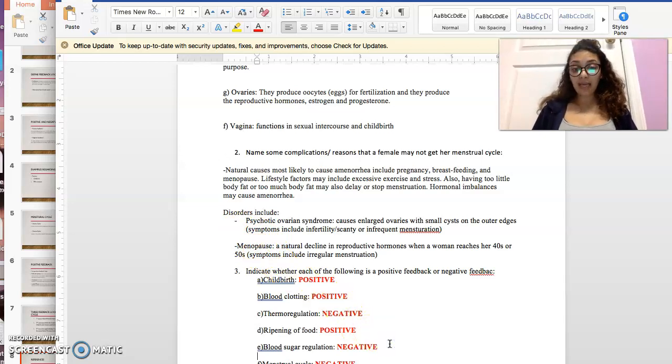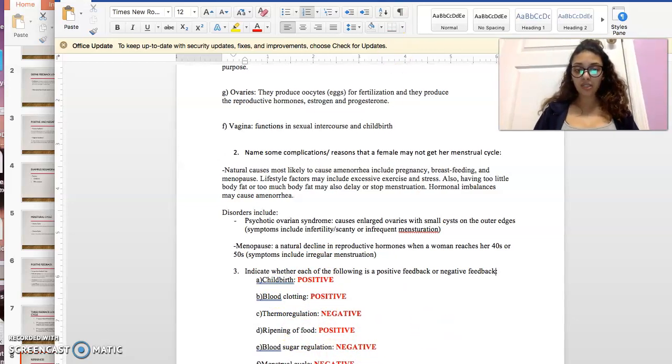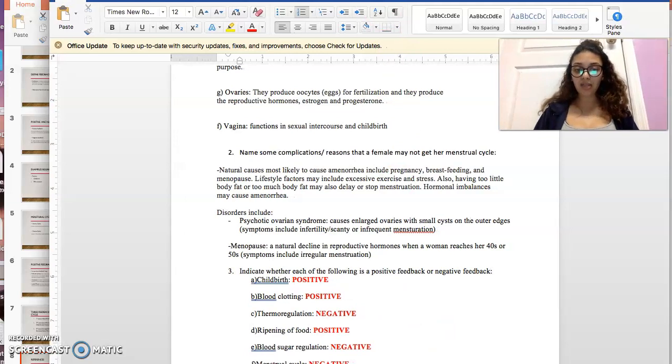The last thing I added here, which I thought was also a good refresher, was to indicate whether each of the following is a positive or negative feedback. Sorry. So I added 6 examples: childbirth, blood clotting, thermoregulation, ripening of food, blood sugar regulation, and the last one, I don't know if you see it, the menstrual cycle.